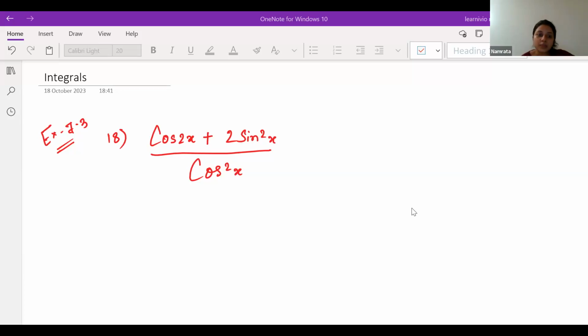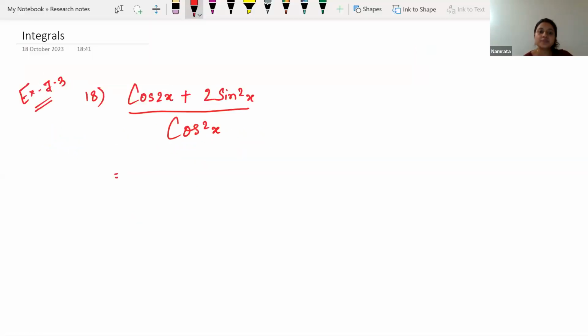So here what can be done? First, we need to simplify the given function by applying the trigonometric formula. So which trigonometric formula can be applied over here so that we can reduce the given function and it will be integrable, like easily we can integrate it. So what can be the process? So here I can see cos 2x is there. Here's 2 sin square x is there.